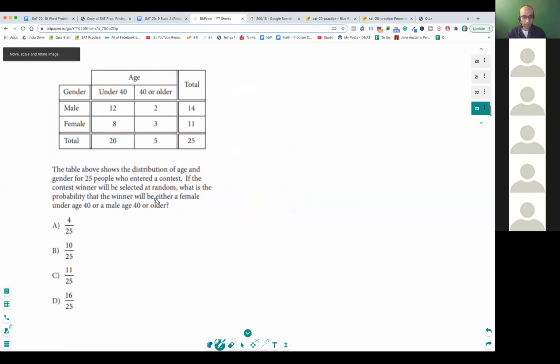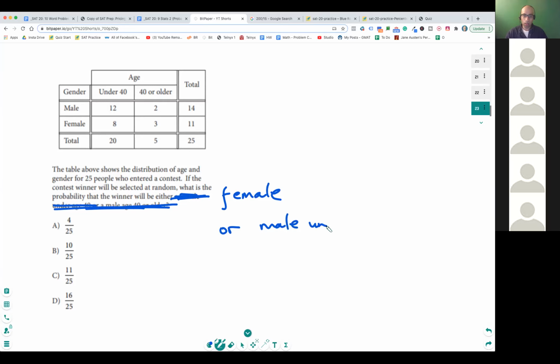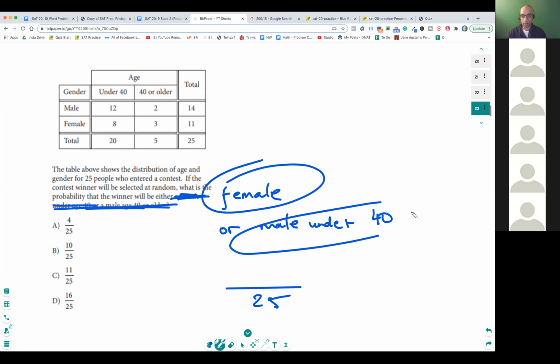Okay. What is the probability that the winner will be a female, only a female, or a male under 40? Sorry about that. So the total is 25. Just find out how many females there are and how many males under 40 there are.